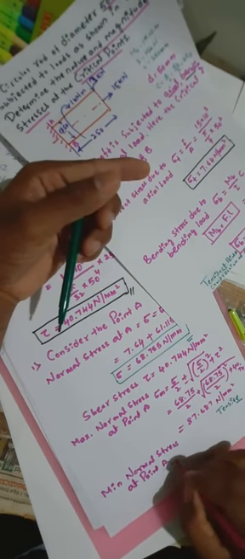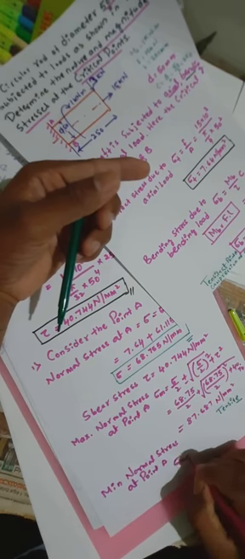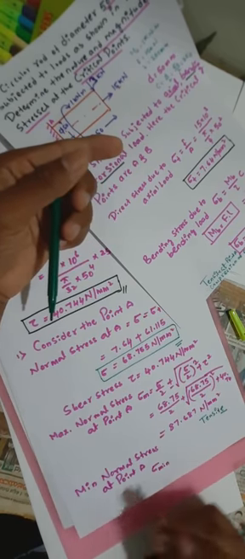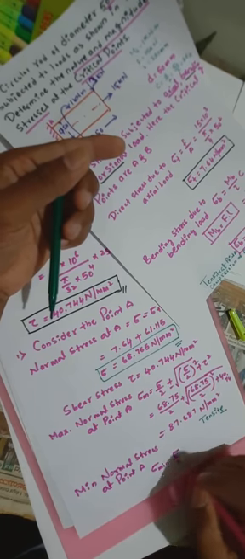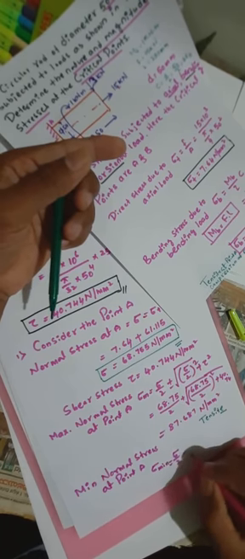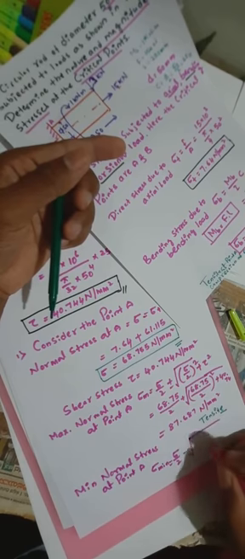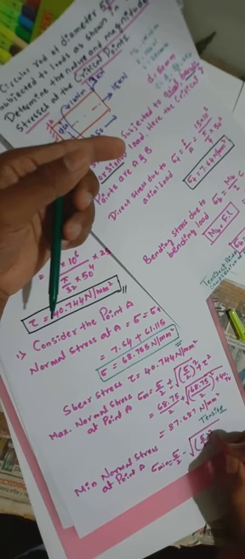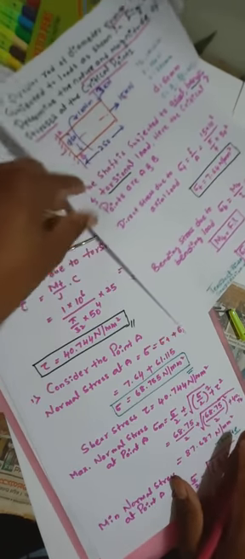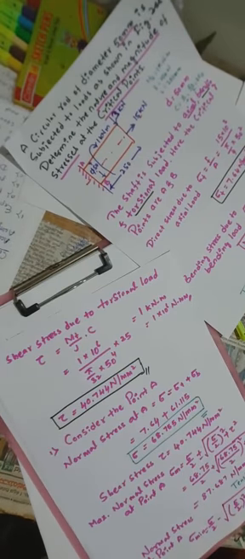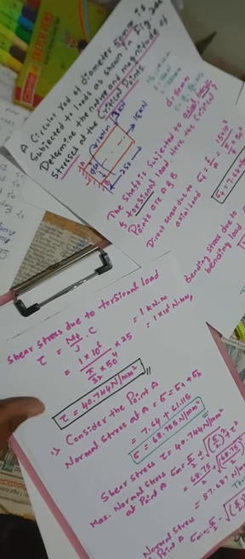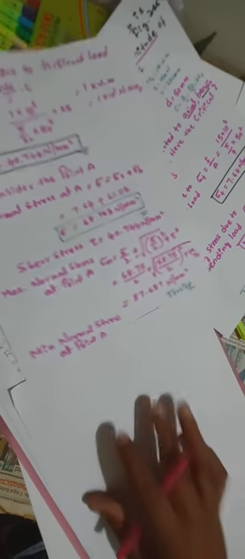The formula is sigma minimum is equal to sigma by 2 minus square root of sigma by 2 whole square plus tau square. Now substitute the values in this equation.